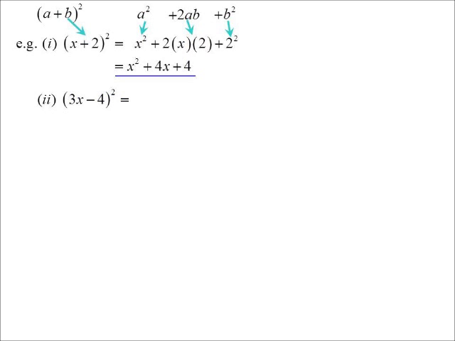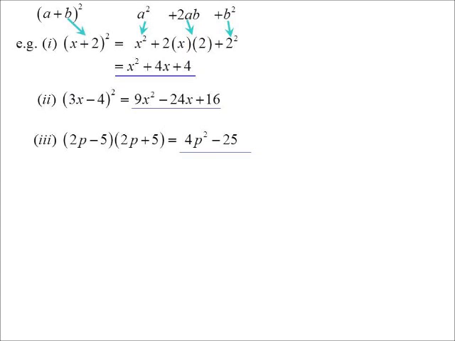So 3x minus 4 all squared. Yes, bang, we just write it down because we know our formula. a squared minus 2ab plus b squared. Difference of 2 squares: first one squared minus the second one squared. Here's one where it's actually a binomial times a trinomial.